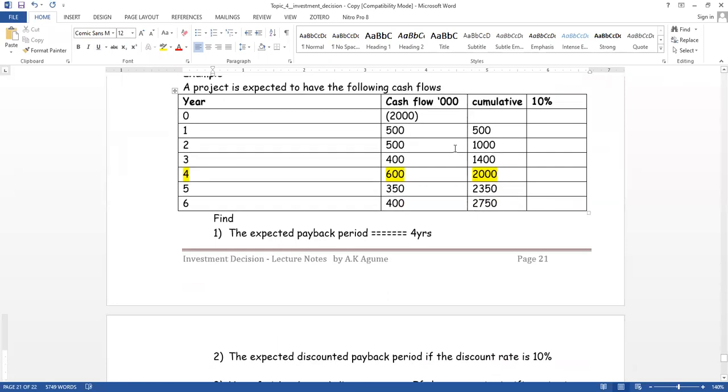Now when you are discounting, of course, you will not discount the cumulative, you're going to discount these cash flows. Yeah. You are discounting these cash flows.